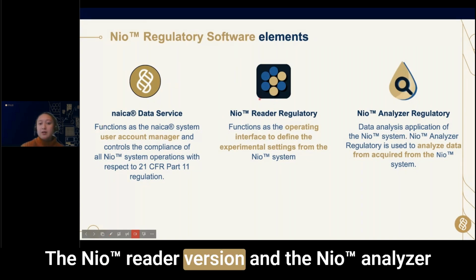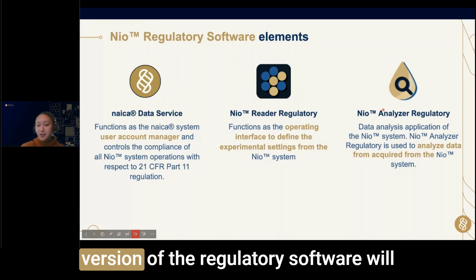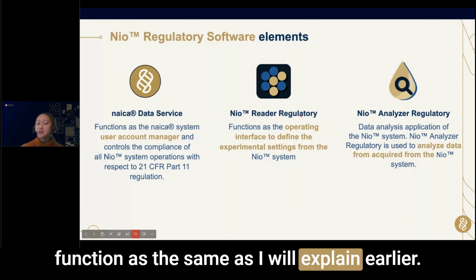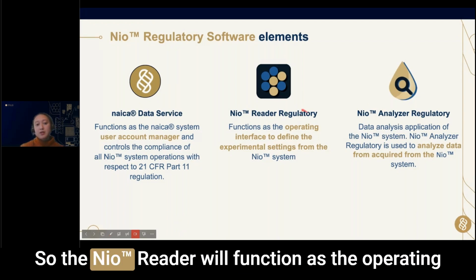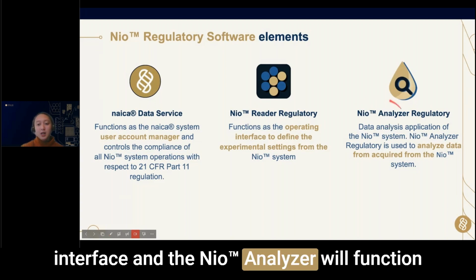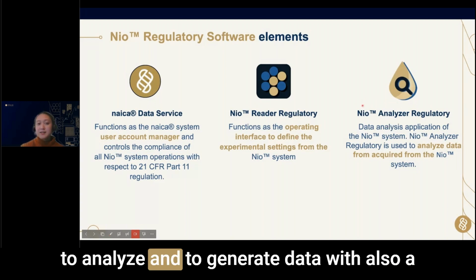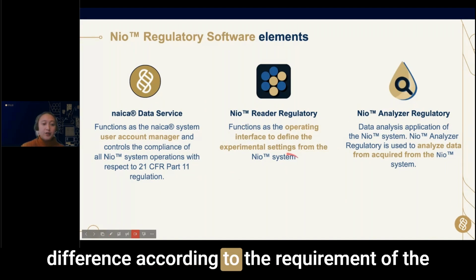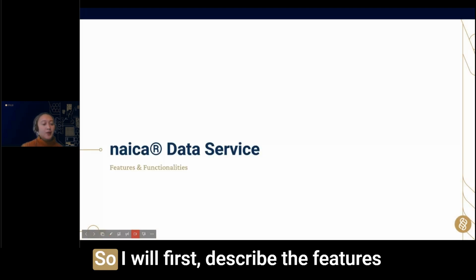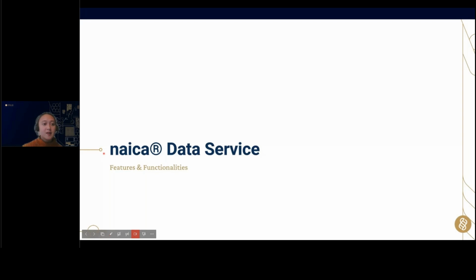The Nio Reader version and the Nio Analyzer version of the regulatory software will function the same as I explained earlier. The Nio Reader will function as the operating interface, and the Nio Analyzer will analyze and generate data, with also a difference according to the requirements of 21 CFR Part 11 that I will explain later. So I will first describe the features of the NICA data service.